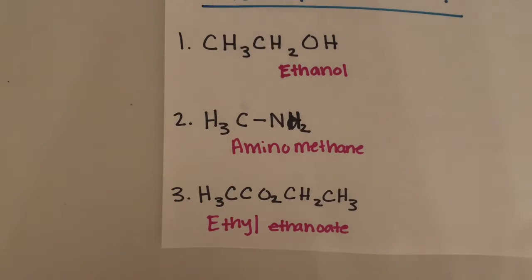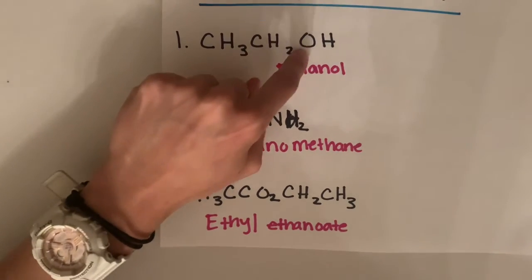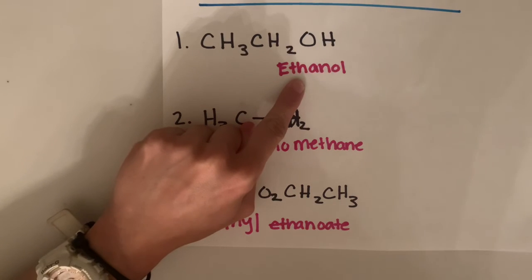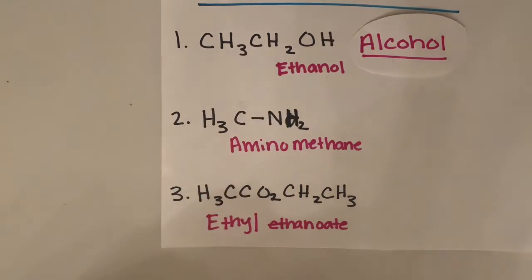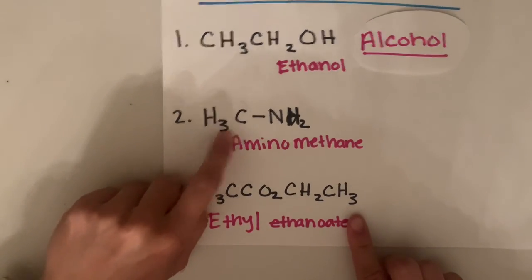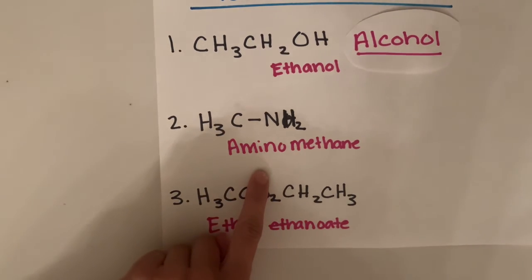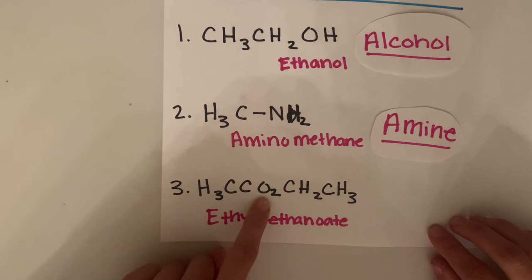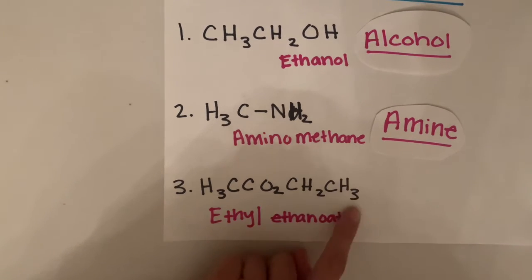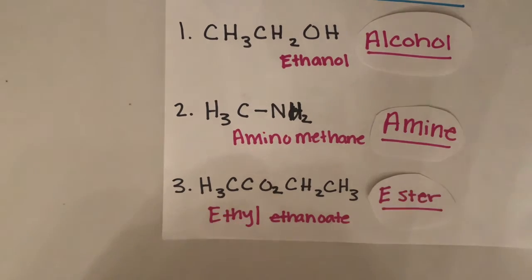All right, so we're going to do a little bit more practice. So here we have CH3CH2OH. Notice the OH? We know it's an ethanol, so we can deduce with the OH and the nomenclature that this is an alcohol. The next one is H3C-NH2, aminomethane. Paying attention to the nomenclature, and that C bonded to an N, we know it's an amine. And the last one is H3CCO2CH2CH3, ethyl ethanoate, and we know that's an ester based on the nomenclature.